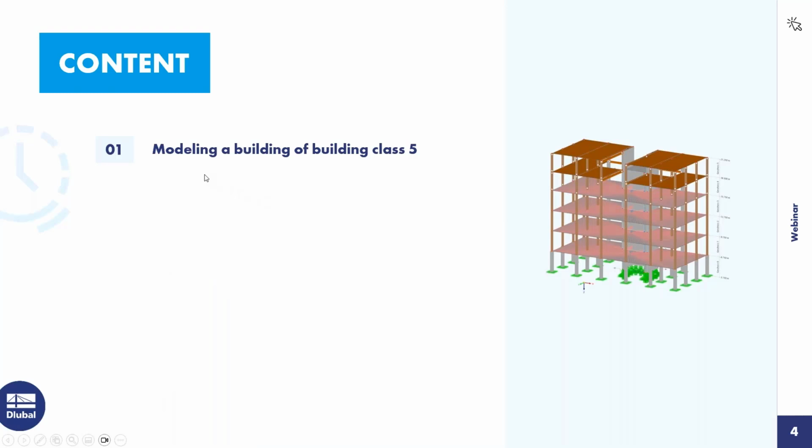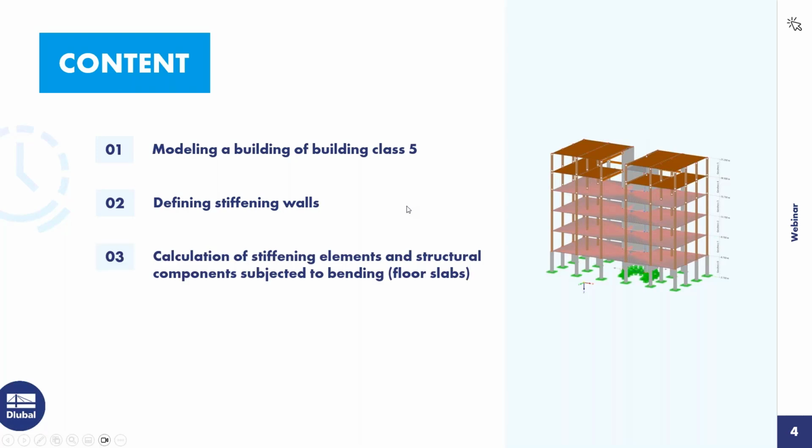To the agenda today, Bastian will start the presentation. He will model a building of the building class 5. You can see that in the preview. He will define stiffening walls and will do the calculation. Then he takes over to Paul, and Paul will design concrete components such as a slab and a wall. Okay, then I hand over the screen to Bastian.